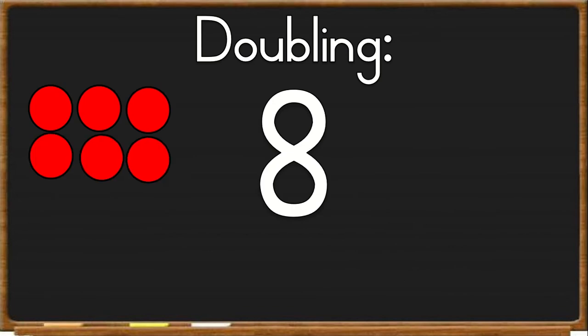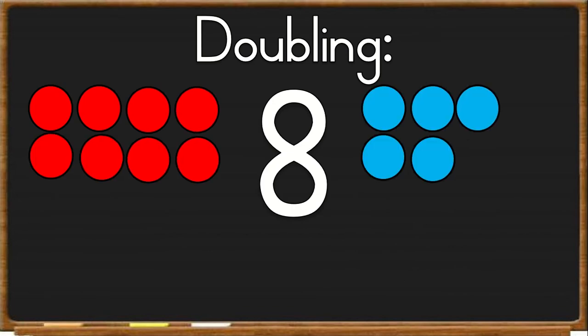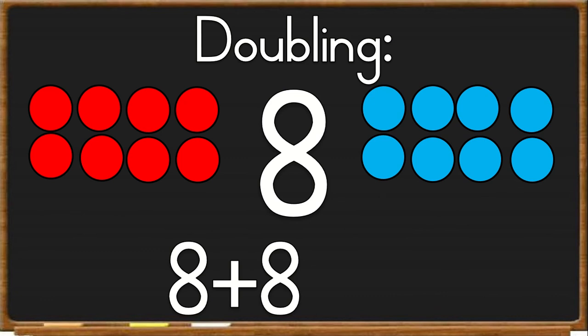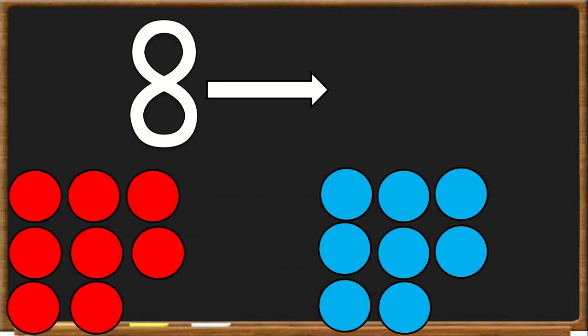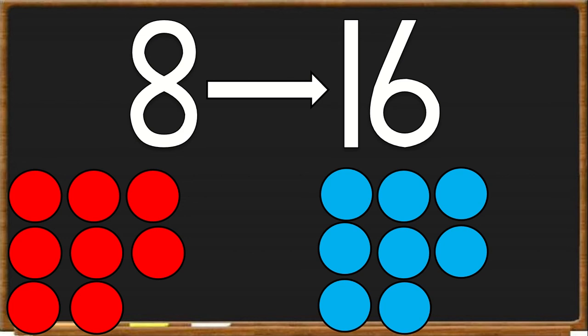Now we're going to do 8 on my left, 8 on my right. We're going to say 8 plus 8 because we want to know how much they are together. 1, 2, 3, 4, 5, 6, 7, 8, 9, 10, 11, 12, 13, 14, 15, 16. So 8 plus 8 is 16. It means double 8 is 16.